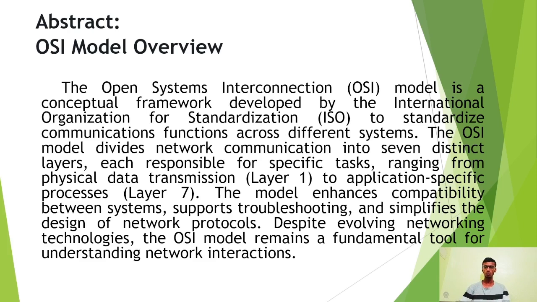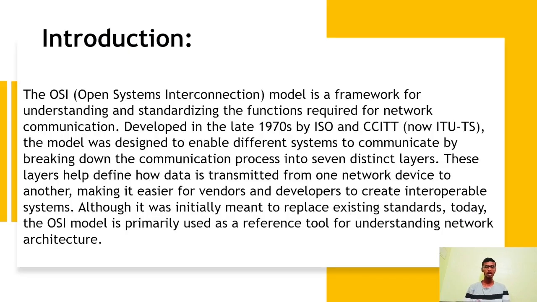This OSI model is divided into, as I said, mainly 7 layers, from the physical layer to the application layer, and we will go on studying these layers in the next few minutes. That is all about the abstract, and we'll come to the introduction. When was this OSI model introduced? It was in the late 1970s by ISO and CCITT. Now it is also known as ITU-TS.